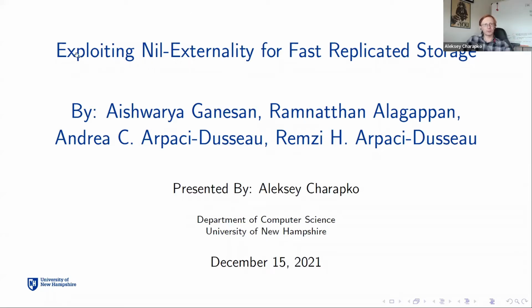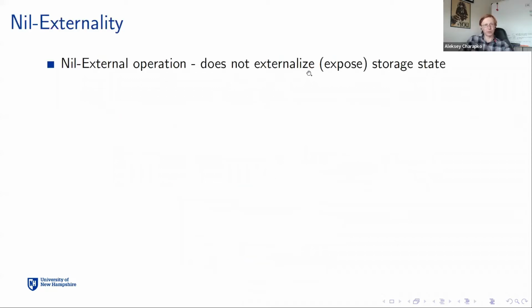Today we're going to talk about this SOSP21 paper called Exploiting Nil-Externality for Fast Replicated Storage. The title has some new terminology, Nil-Externality, and I think we all want to have fast replicated storage. So let's first look at what is Nil-Externality. The paper spends quite some time explaining this concept, but in reality, it's nothing really that new. The paper formalizes this concept a lot better, but intuitively, a nil-externalizing operation is some operation that doesn't expose the storage state back to the client, back to the user that invoked this operation.